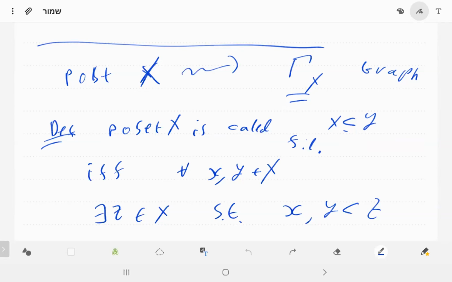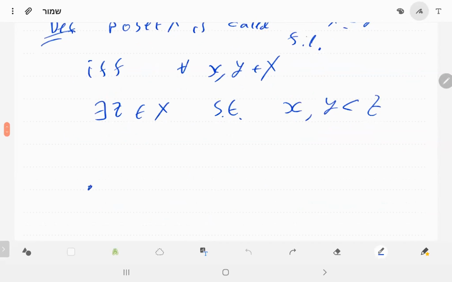Why am I talking about it? Because they somehow behave nicer than general limits. They are very similar to limits over sequences. In fact, if you have a poset which is countable, a filtered poset which is countable, of course it doesn't have to look like this.